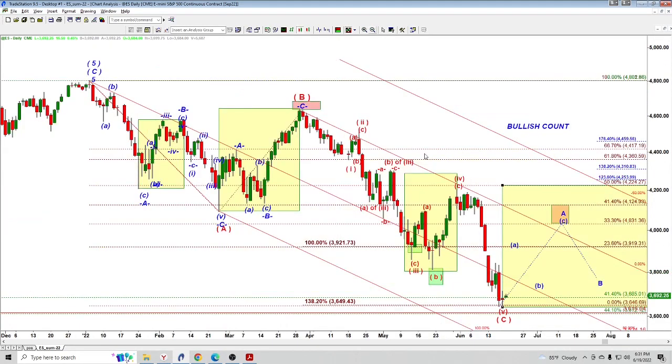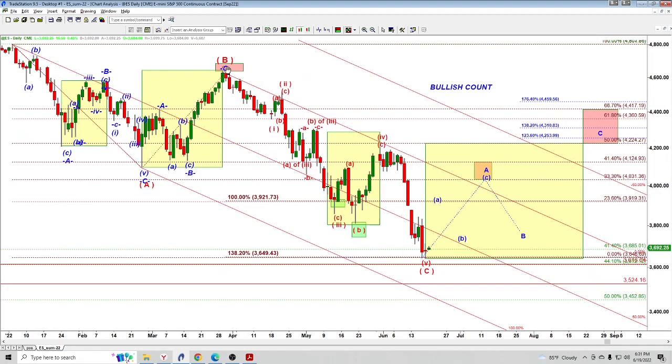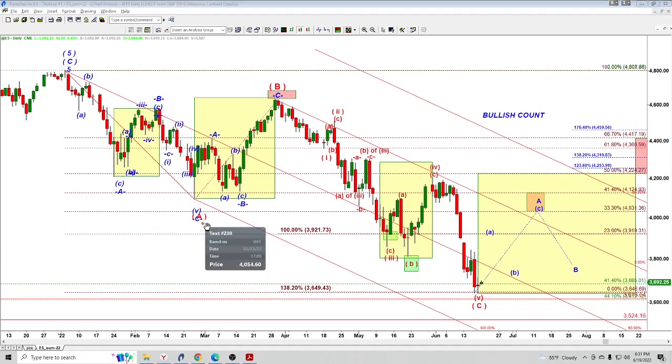But that is the bullish setup. That is the bullish count that actually assumes that the second push down, the second wave down in wave C, actually made its bottom. It's important to note that normally when we deal with an ABC down structure, wave C in many cases would stop at 138.2% extension of wave A.